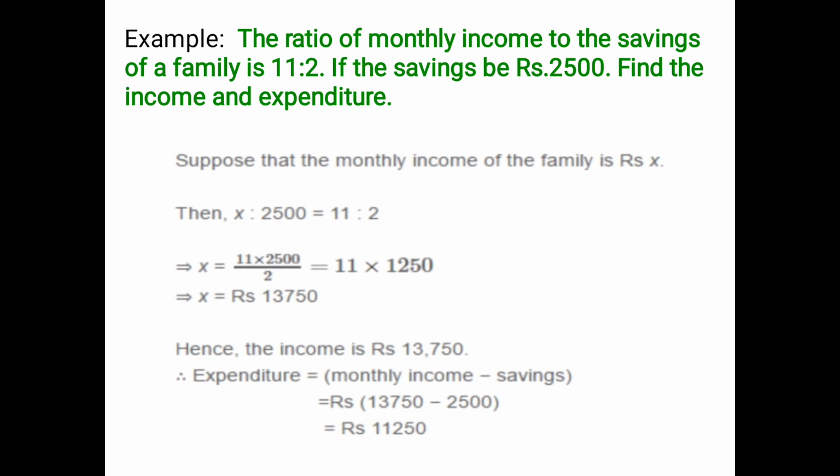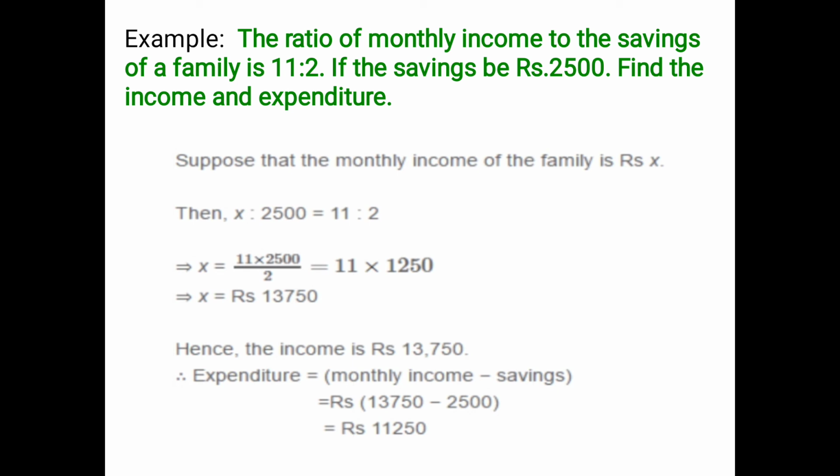Then we can cross multiply, that is X is equal to 11 into 2500 by 2. We can do the cancellation: 2 ones are 2, and 1250. So 11 into 1250, X is equal to 13,750. So we found the monthly income. Now we need to find the expenditure.